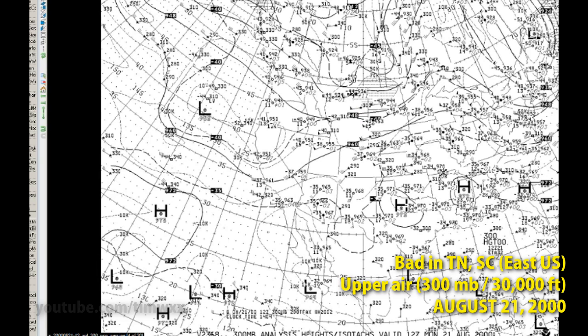Okay, so what happened in 2000? Well, we did have a little bit of northwesterly flow. However, it's hard to say. There probably was some moisture in Tennessee and South Carolina, maybe coming northward. We can't really tell from this chart. But what we can tell is that the northwesterly flow is not as large and deep as it needs to be there.